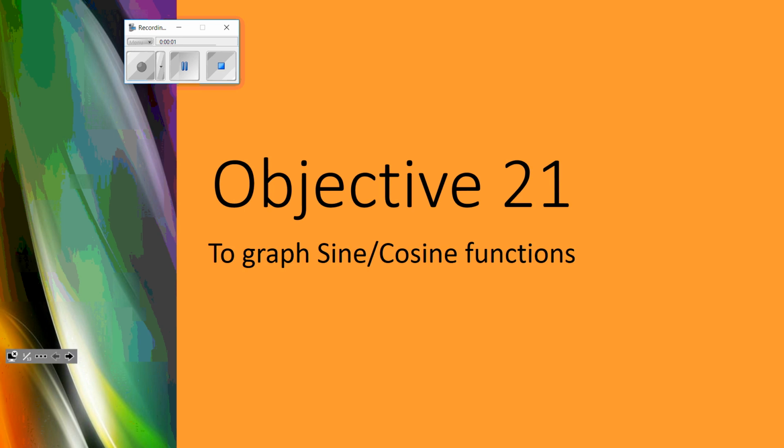So this is going to be objective 21. We're going to kind of switch gears a little bit. We're going to go back to our unit circle, which is always good to come back to. And we're going to learn how to graph sine and cosine functions.